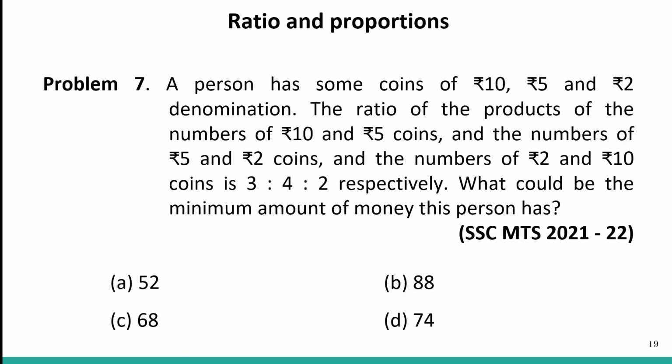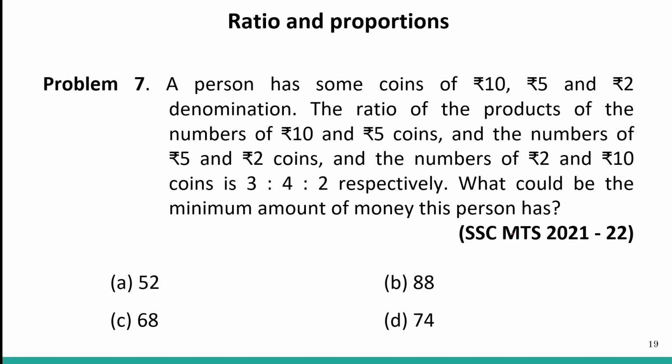So a person had some coins, that is 10 rupee, 5 rupee and 2 rupee denomination. So the ratio of the products of the numbers of 10 and 5 coins, the numbers of 5 and 2 coins, and the numbers of 2 and 10 coins is 3 is to 4 is to 2 respectively. Okay, so the ratio of the products of numbers. So product of numbers 10 into 5 is equal to what? 50, and the numbers 5 into 2 is equal to 10, and the numbers 2 into 10 is equal to what? 20 respectively is 3 is to 4 is to 2 respectively. So what could be the minimum amount of money this person has?